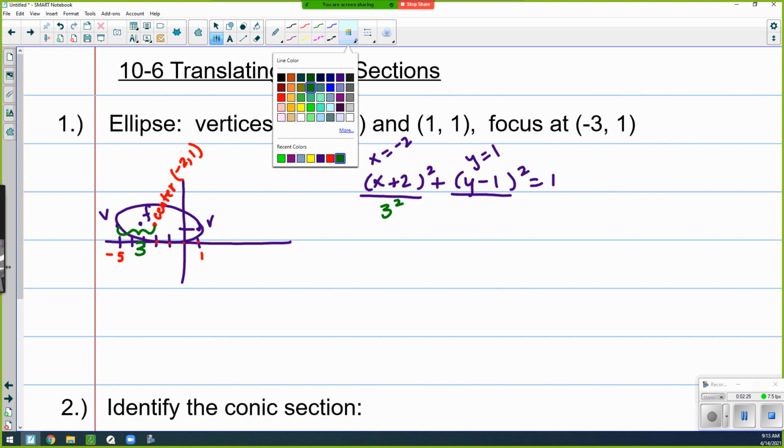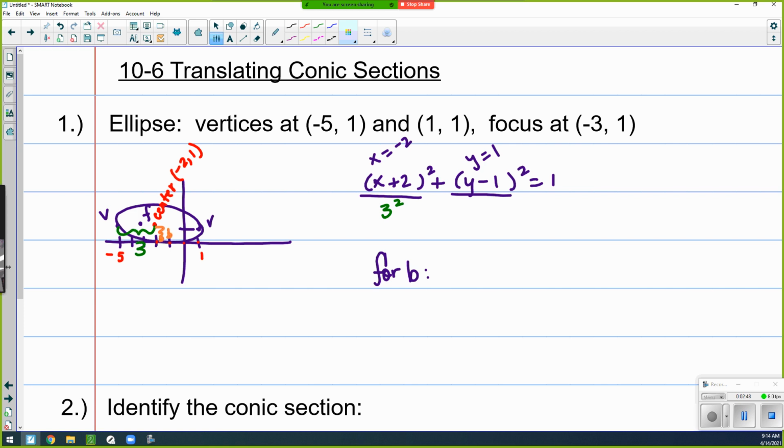And then I also need to include half the length of the minor axis. I don't know what this is. This is going to be b, and I don't know what kind of a vertical distance I'm looking at there on my ellipse. What I do know is the relationship between a, b, and c. So to find b, I'm going to remember that c squared is equal to a squared minus b squared. Look back at your notes for 10.4. Now, c is going to be the distance from the center to the focus. There's only 1 unit between the center and the focus. See there, 1 space.